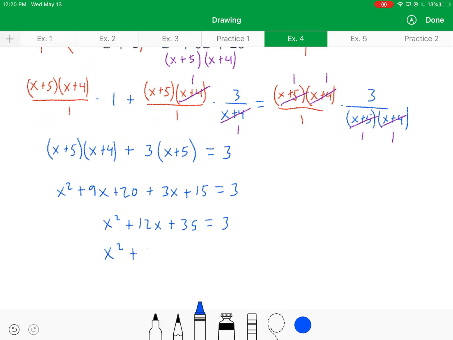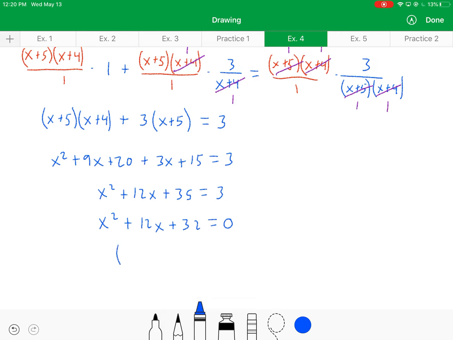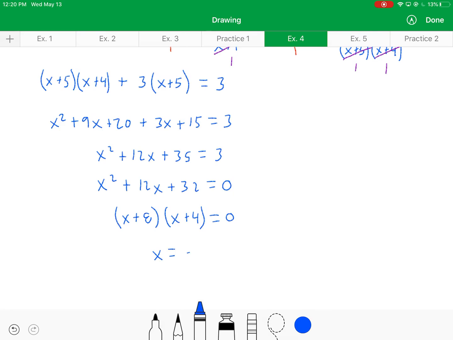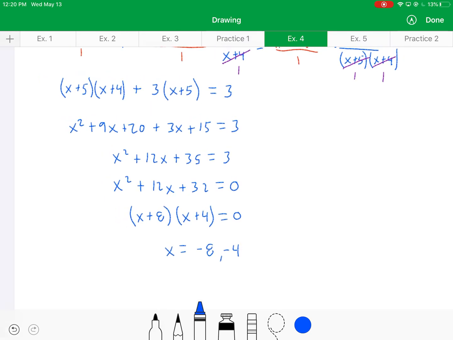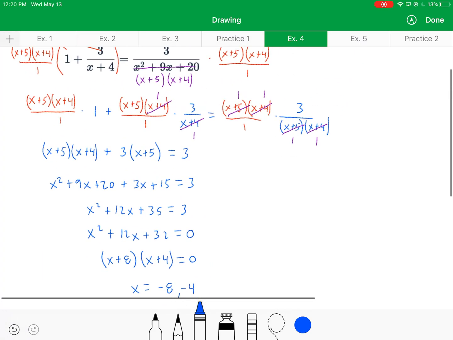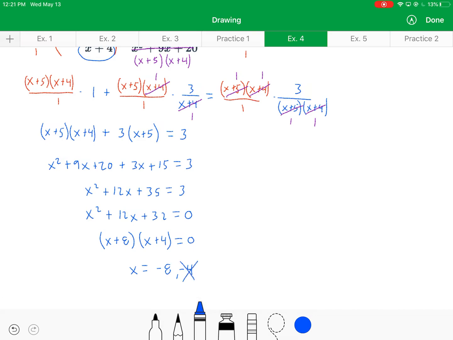Subtract the 3 over. And let's factor. x plus 8, x plus 4. x equals negative 8 and negative 4. Are either of those extraneous? Look back at the original denominators. Negative 4 is going to be extraneous, right? Because if I try to plug it in, right here, let's say, I'll end up dividing by 0. So we're going to throw out the negative 4, and we're only going to keep the negative 8.